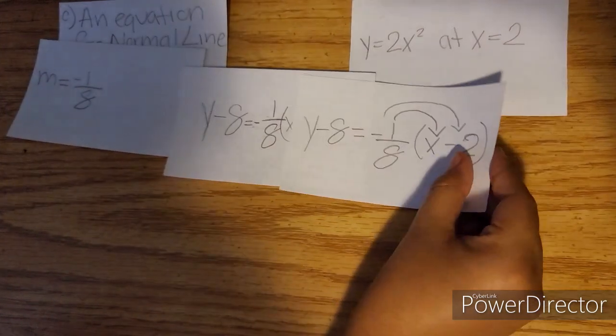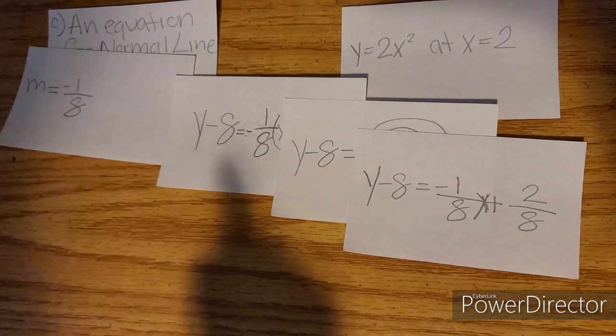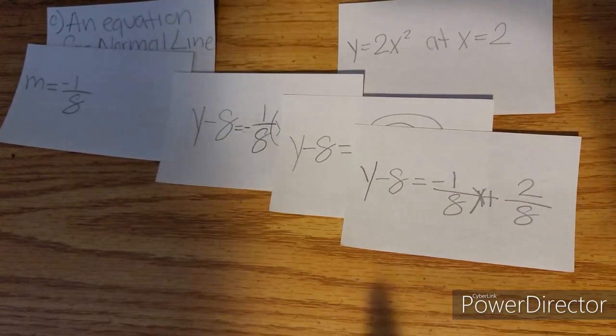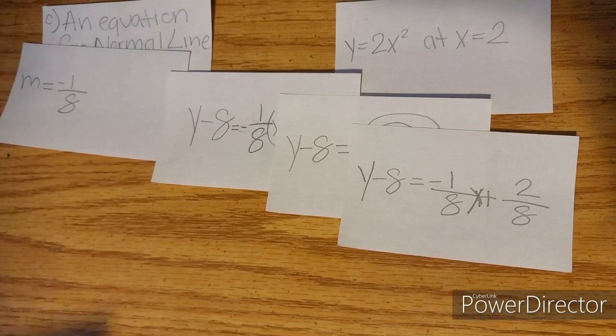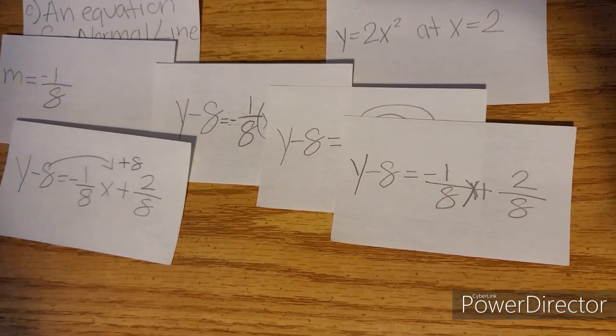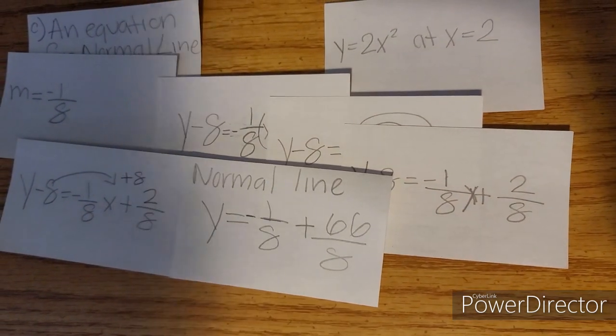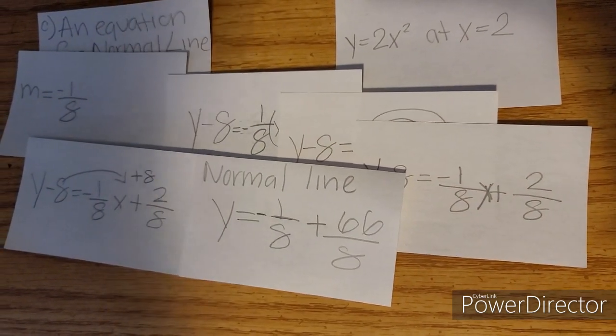Then we distribute it, which will give us y minus 8 equals negative 1/8 x plus 2/8. Then we move the 8 to the other side. Then that will give us y equals negative 1/8 x plus 66/8.